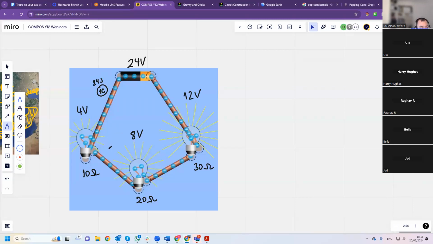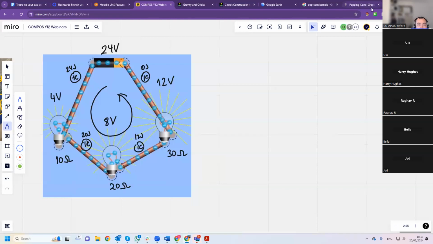After leaving the first bulb, it has 20 joules of energy. Then it has 12 joules of energy, and after losing 12, it now has 0 joules of energy, and it comes back into the battery to get some more energy. So we have a cycle. The coulomb moves anticlockwise. Now, if I connect them in parallel, an interesting thing happens.